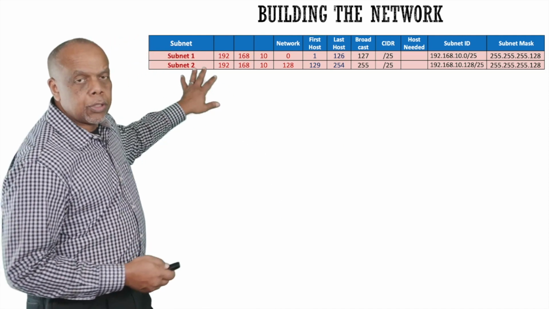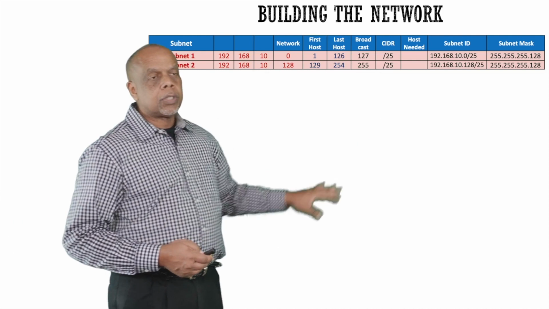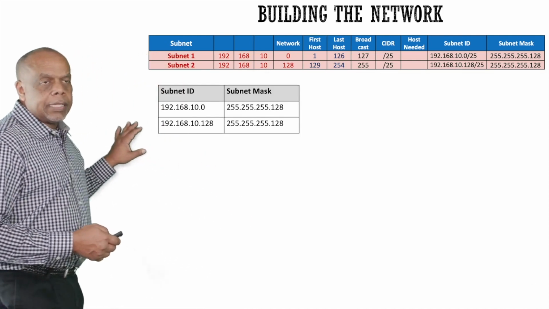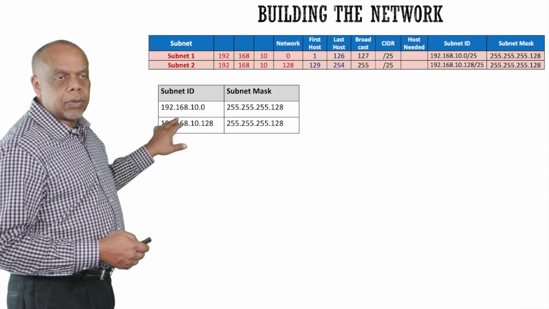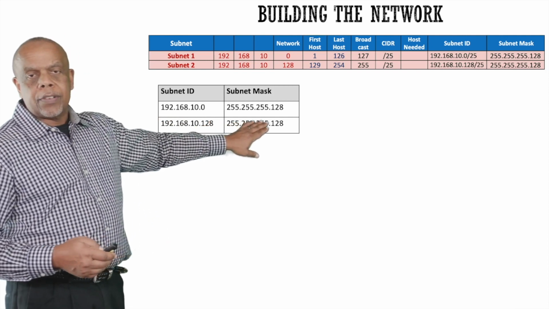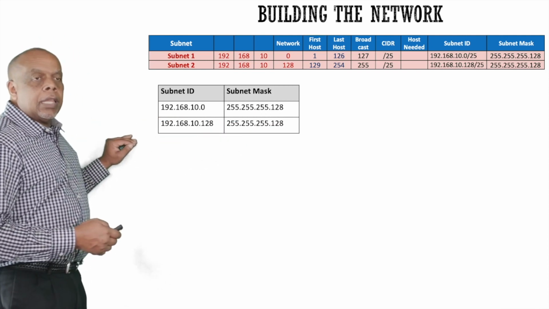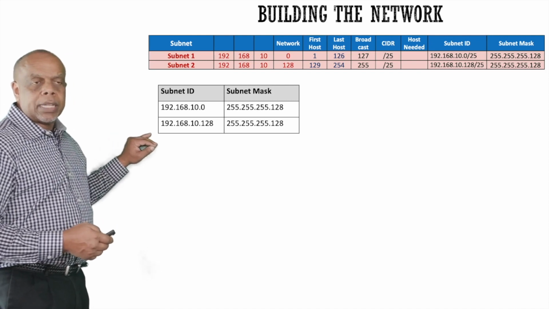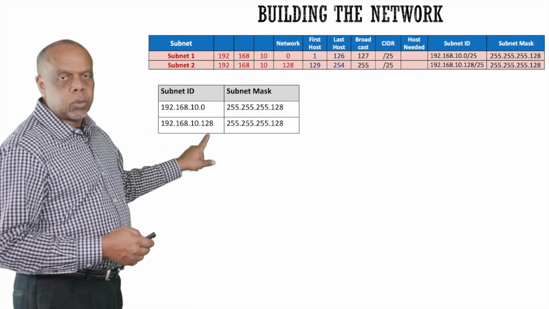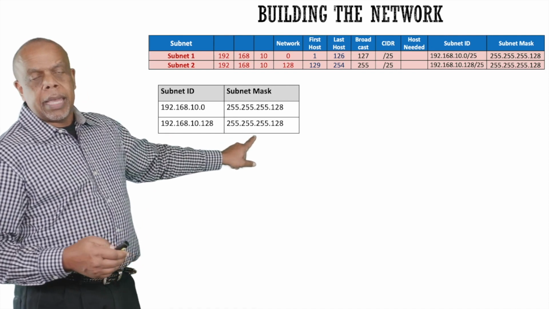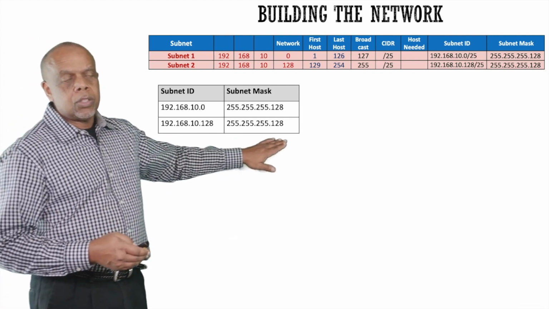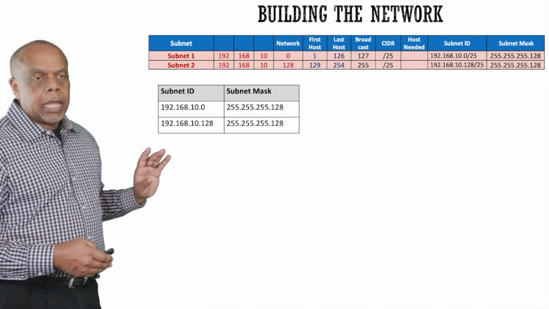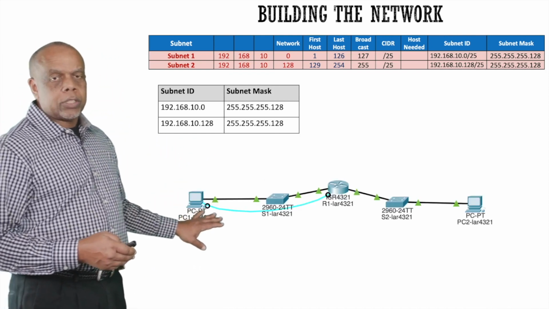So now we've got our two subnets. We know what those are. Like I said, our subnet ID for the first subnet is 192.168.10.0, subnet mask 255.255.255.128. The ID for the second subnet is 192.168.10.128, and the subnet mask is, again, 255.255.255.128. All right. This is what your network is going to look like.